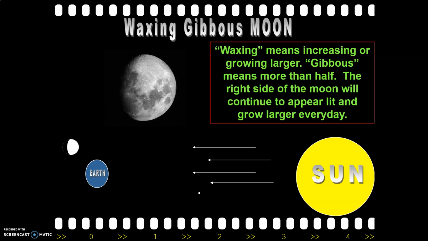Waxing gibbous moon. Again, waxing means increasing or growing larger. Gibbous means more than half. The right side of the moon will continue to appear lit and grow larger every day. So more than half of the moon will be lit.